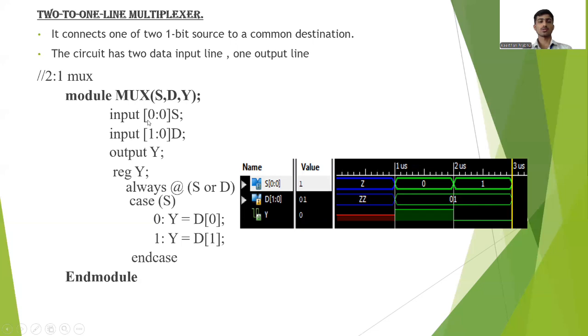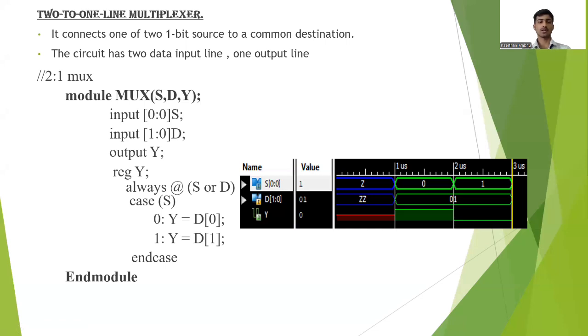Input S will be in the range 0 to 0, as S stands for selector, and input D, which is in the range 1 to 0, stands for data. Output will be Y, and the output is stored in reg Y, and always at S or D. This is the condition taken here, with both inputs S and D.